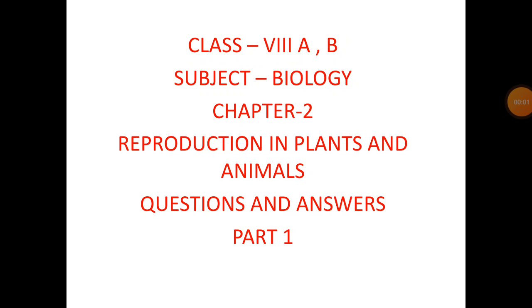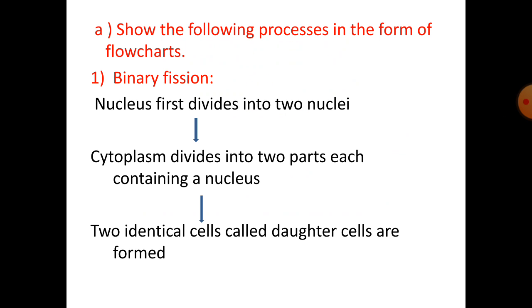Hello students, Class 8 AB Biology, Chapter 2 Reproduction in Plants and Animals, Part 1. Show the following processes in the form of flowcharts.